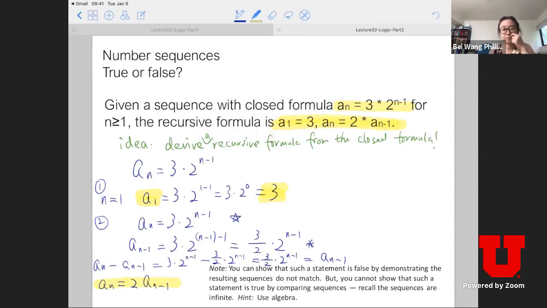All right. There's a very important point why I want to prove whether the statement is true or false. We can show it false by demonstrating that the resulting sequences do not match. However, we cannot show the statement is true by just comparing sequences, because this formula gives an infinite number of points in the sequence. If you're only listing a finite number of elements in the sequence, you can't prove they're always equivalent. So the example I showed here is actually proving by algebra.